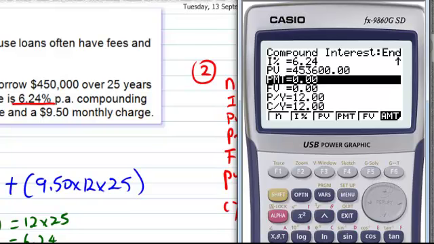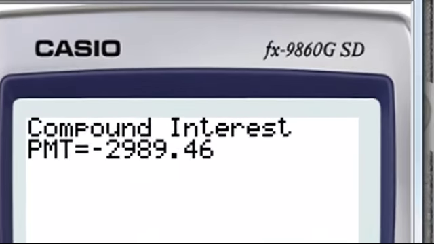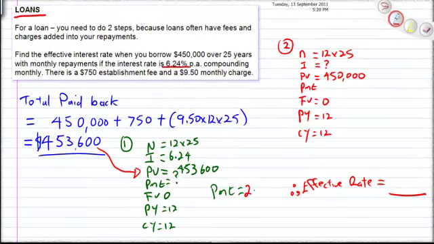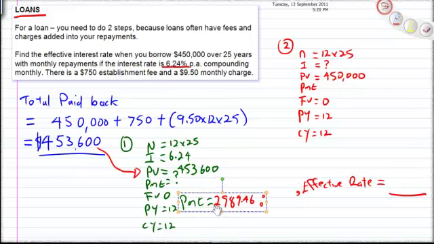So we work out payment, which is F4. We want to work out what our payments are. We do that, and we get 2989.46. So our payments are going to be 2989.46. That's how much our payments are in total to pay back this loan. Okay, so that's not too bad. That's how much we've got to pay each month for the whole time.